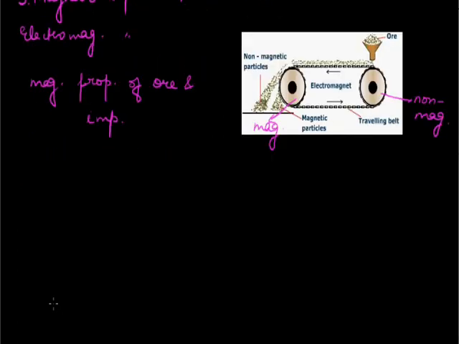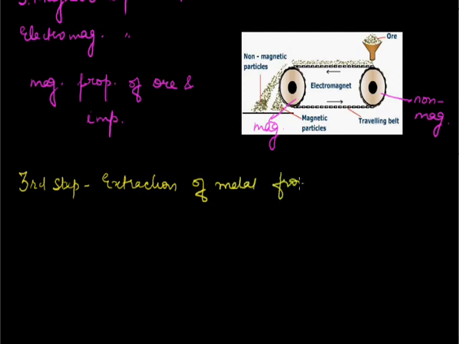Now once the ore is concentrated, we can come over to the next step, which is the extraction of metal from the concentrated ore. So till now we've covered two steps. First was crushing and grinding, second was the concentration of ore. Now this is the third step in metallurgy. So once the ore is concentrated, what we can do is extraction of metal from the concentrated ore.